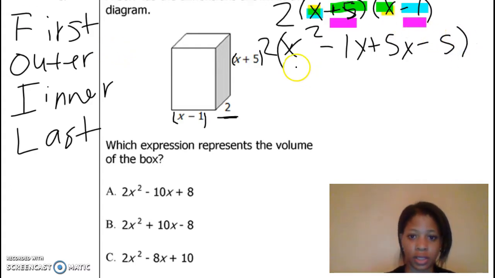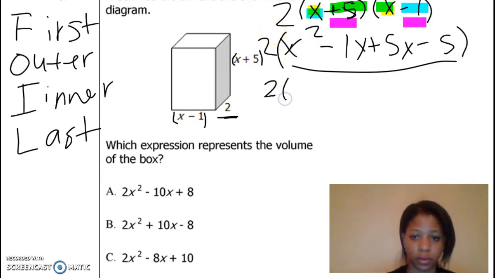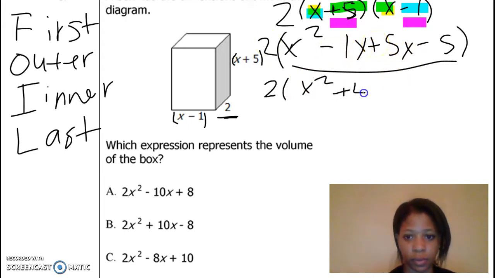Okay? Then I need to look in here and combine like terms. So keep your 2 out front. You haven't used that yet. I only have one x squared, so I'm just going to bring that down. I have 2 terms with just x, so I can combine these. So negative 1x plus 5x is going to be plus 4x, and then I only have one number by itself, so I'm going to bring that down.